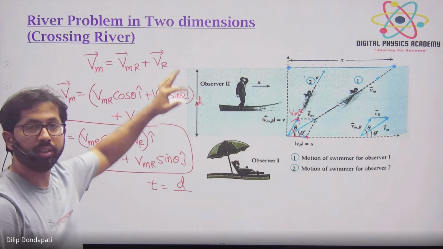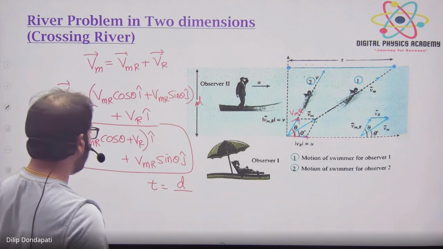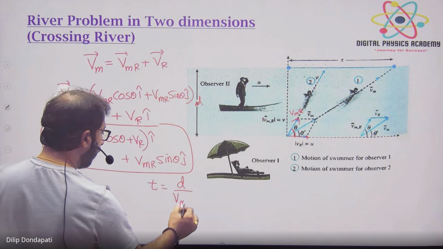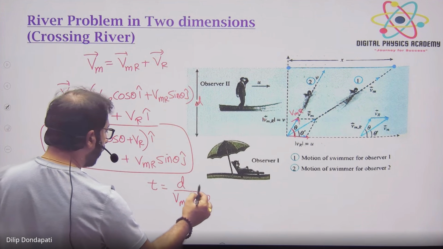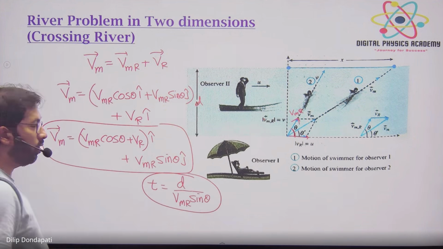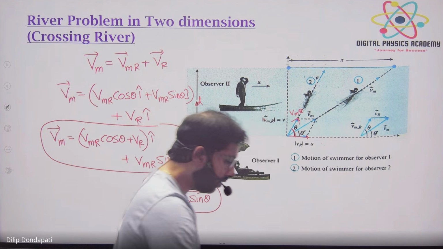Time is equal to distance by speed, right? Which speed should we take? The vertical component's speed. So distance divided by VMR sin theta is the time taken to cross the river. This will come in all the questions in detail. Many questions will be coming in Mains.